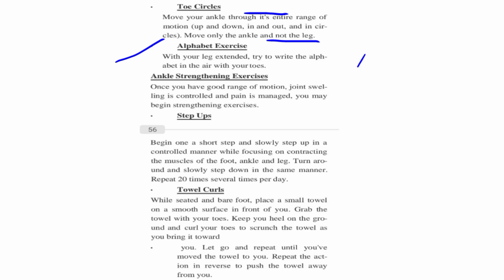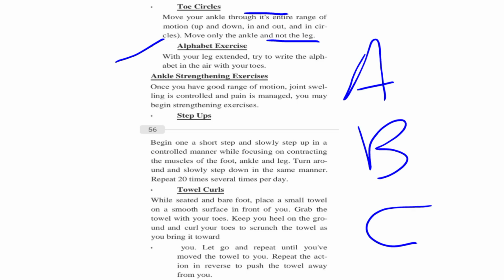Alphabet exercise: A, B, and C. With your leg extended, try to write the alphabet in the air with your toes. Ankle strengthening exercises: once you have good range of motion, once the ankle injury is recovered, slowly you can go for ankle strengthening exercises. When swelling is controlled and pain is managed, you can go for strengthening exercises.